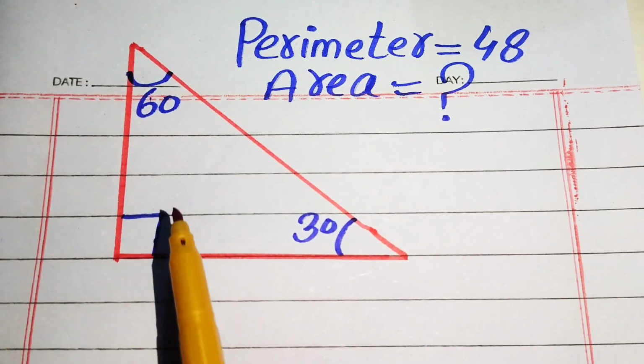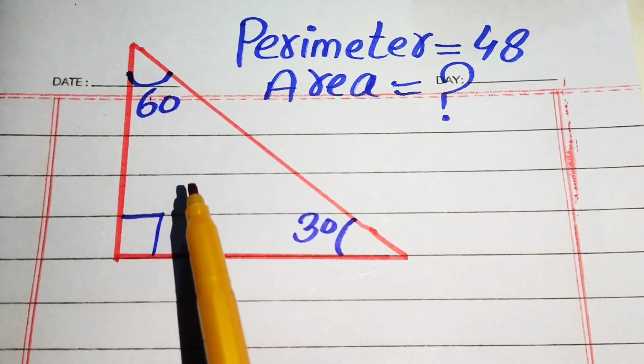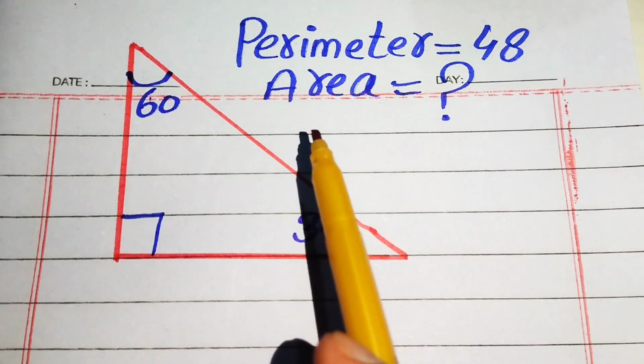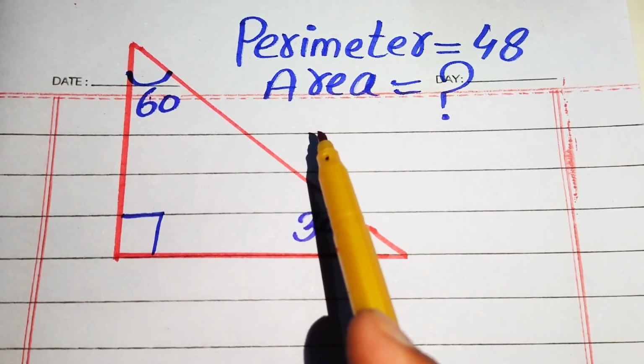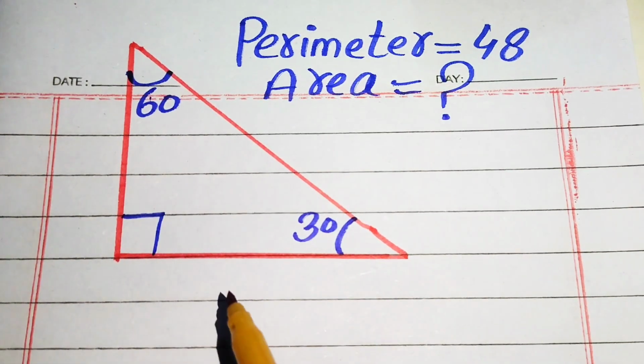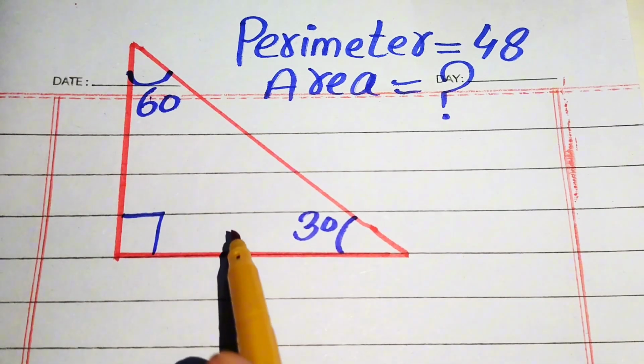And here we have a nice triangle in which the other angles are 30 and 60, and we are given that the perimeter of this triangle is 48, and we find the area of this right triangle. Okay, so here you focus on the angles of this triangle.